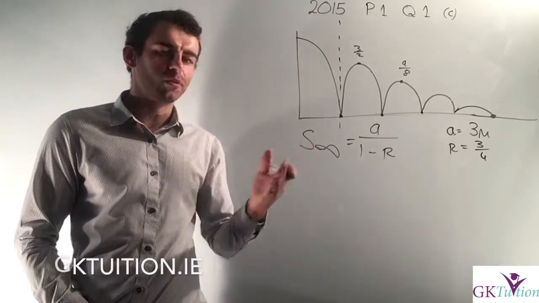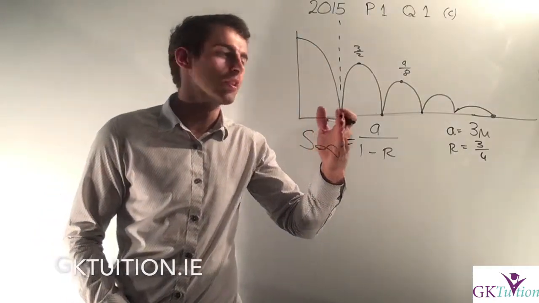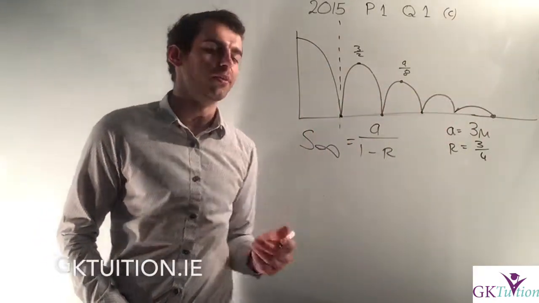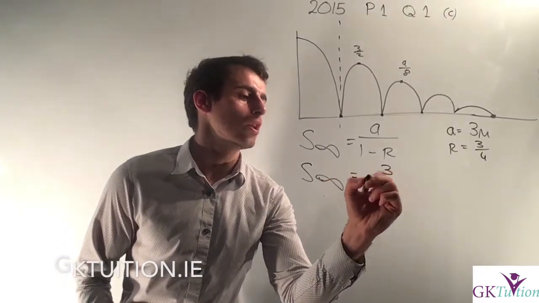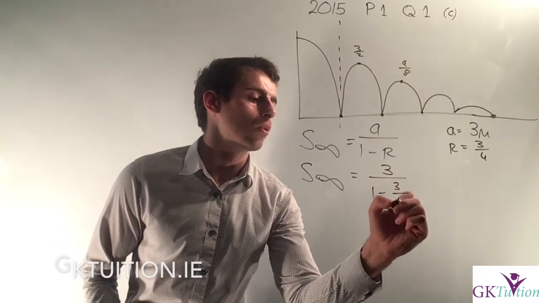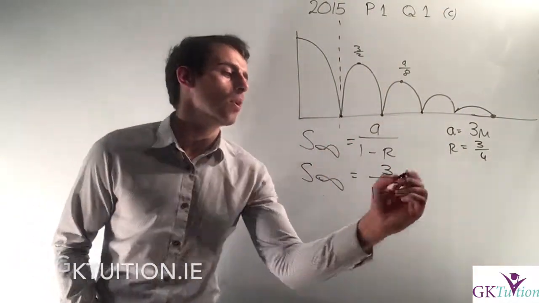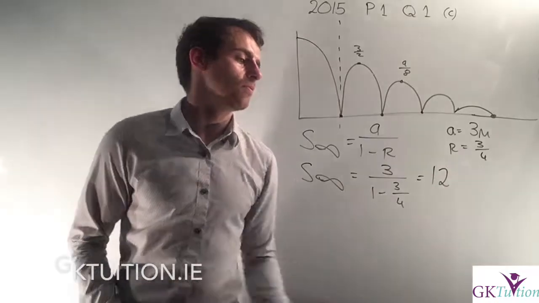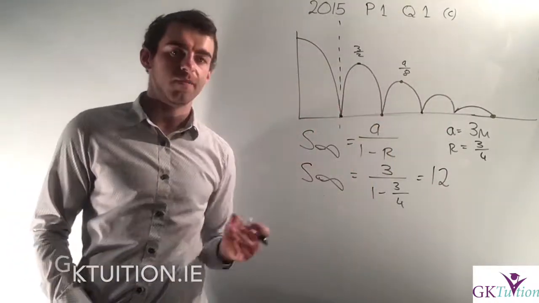So if I sub into my sum to infinity, I'll find the total vertical distance travelled from this point to infinity, if this was to continue indefinitely. So in this case, my sum to infinity will just be 3 over 1 minus 3/4. 1 minus 3/4 is 1/4, so 3 divided by 1/4 gives me 12. So the vertical distance travelled from here to infinity is 12 meters.